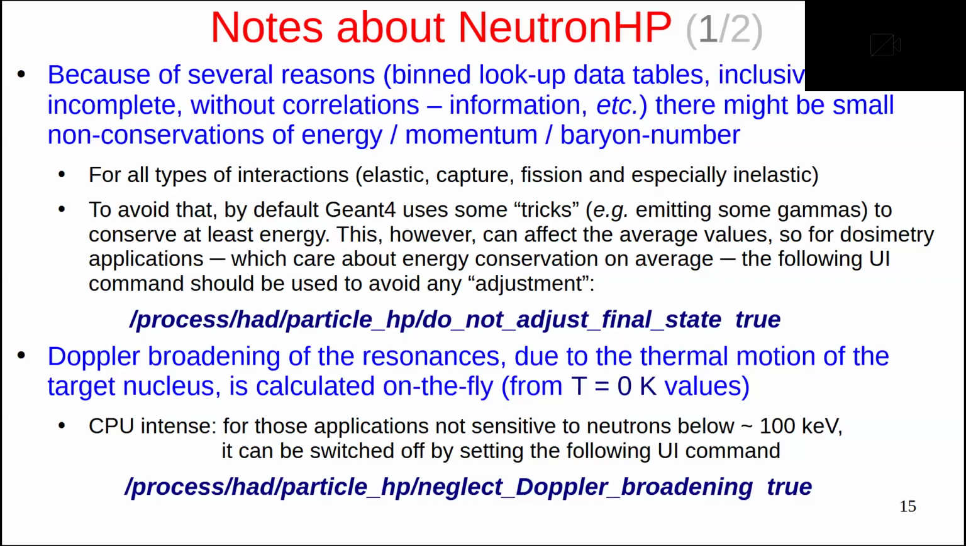So given that this on-the-fly operation is quite computationally expensive, if you are not sensitive to neutrons below roughly 100 keV, you can switch it off via this UI command, neglect Doppler broadening true. In this way, you will use the temperature at T equals 0, the one which are actually originally in our data sets, without any on-the-fly operation.